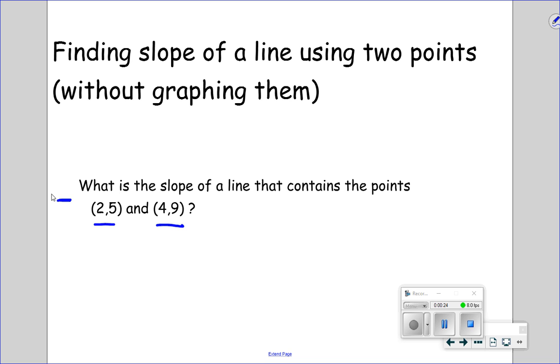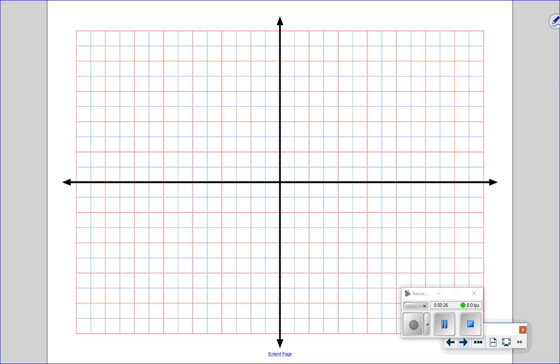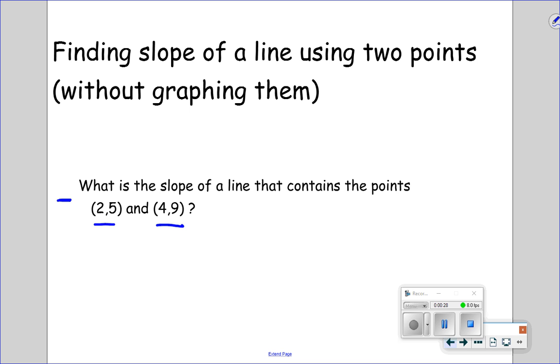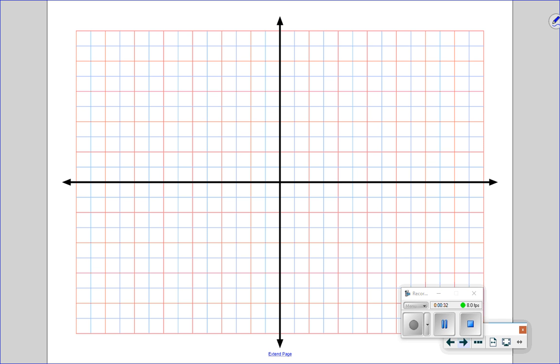Now for this first example, I am going to graph it just to show you where (2, 5) and (4, 9) would be on a graph. So you have a graph. You label your first point (2, 5) right here. There's (2, 5) and (4, 9), and you connect them with a line.